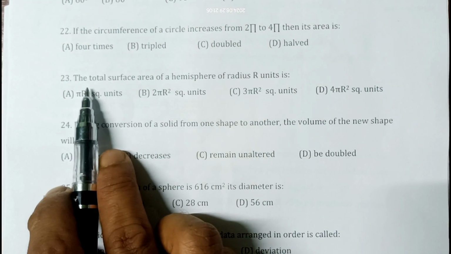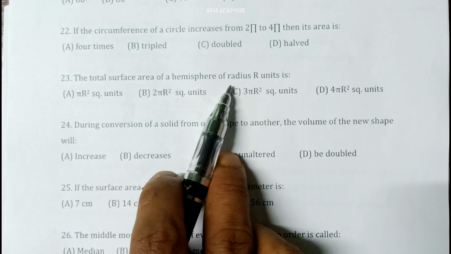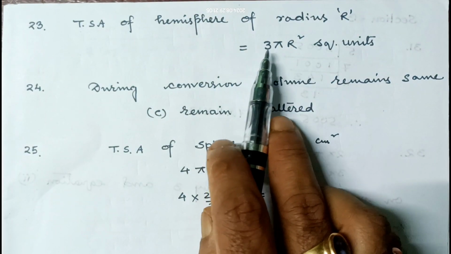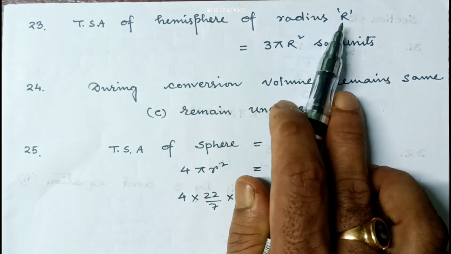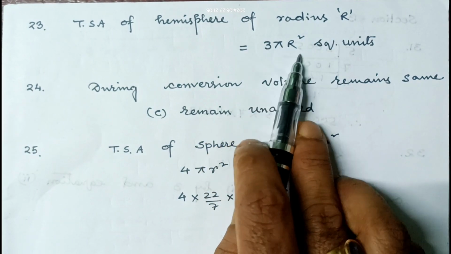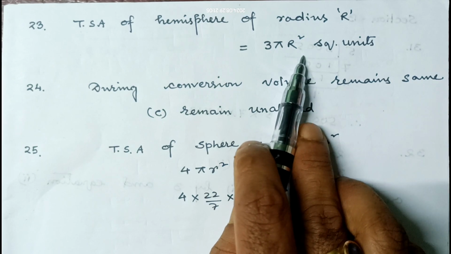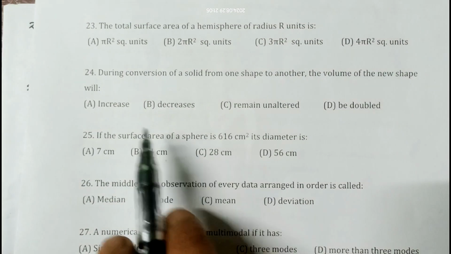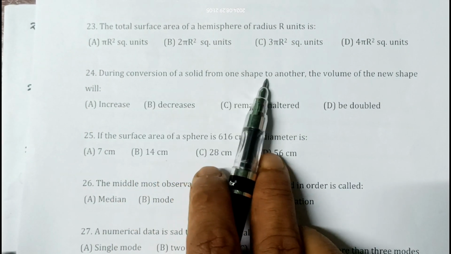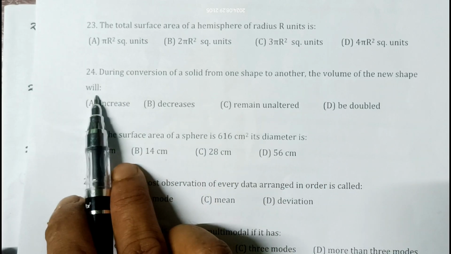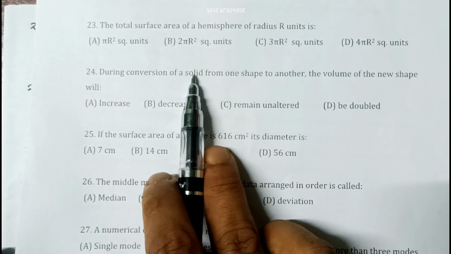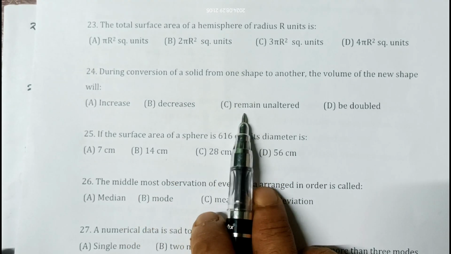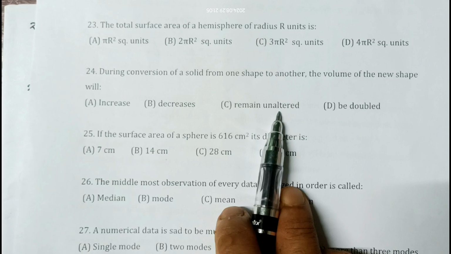In question number 23, the question is the total surface area of a hemisphere of radius capital R units is. Now we know total surface area of a hemisphere is 3 pi r square. In the question it is given radius is capital R. So answer is 3 pi capital R square. So option C is the correct answer. Now question number 24. In question number 24 it is given during conversion of a solid from one shape to another, the volume of the new shape will be. Now whenever we convert from one shape to another shape, their volume always remains same. That means remains unaltered. So option C, that is remain unaltered, is the correct answer.